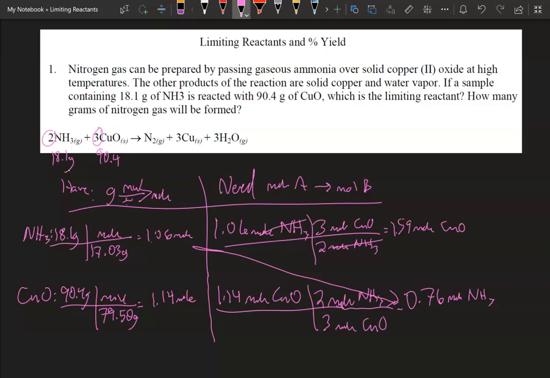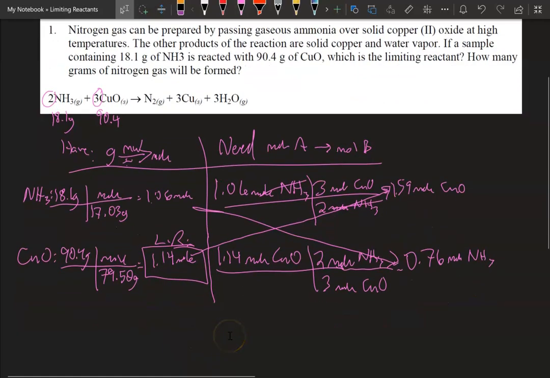Now we're going to do the same thing for the CuO. We're going to compare the 1.14 that we have to what we need. We have 1.14. We need 1.59. So right off the bat, I can see that I do not have enough. So I'm going to box that in, and the limiting reagent is the CuO. Now, being that it's the limiting reagent, we're going to use it to answer the next question: how many grams of nitrogen gas will be formed.